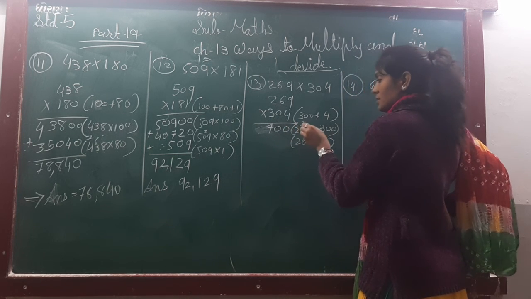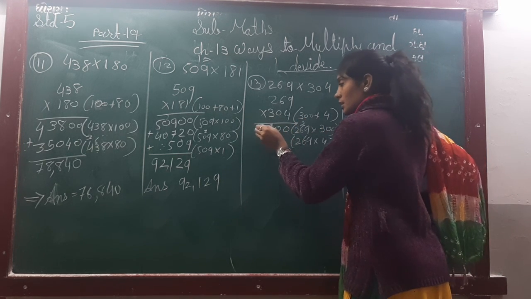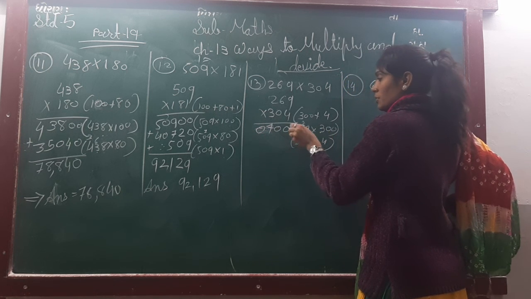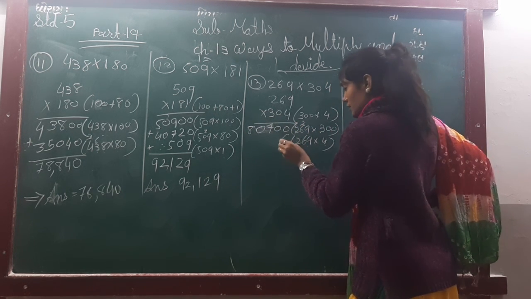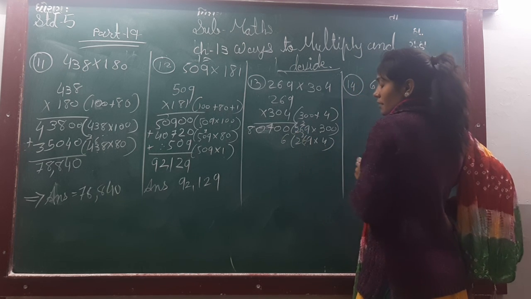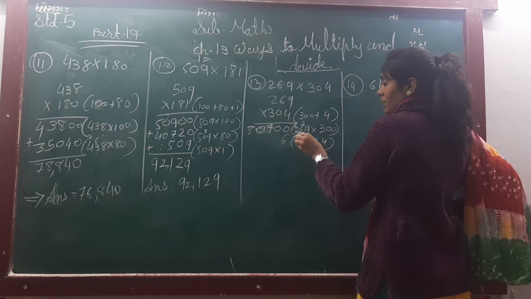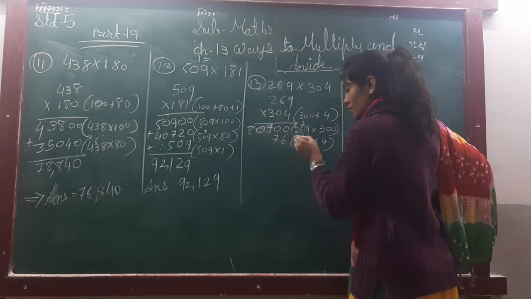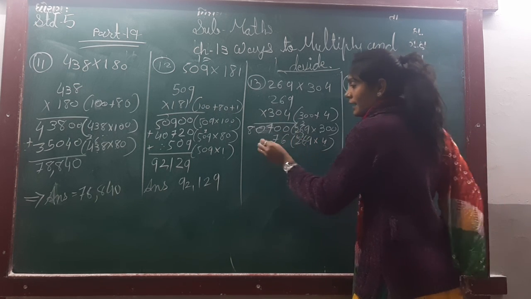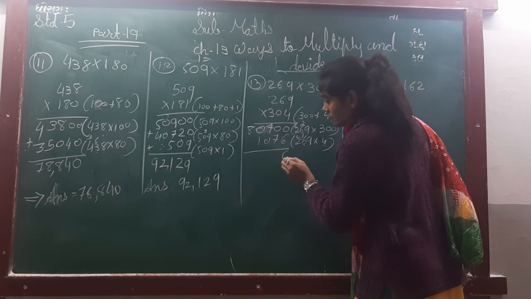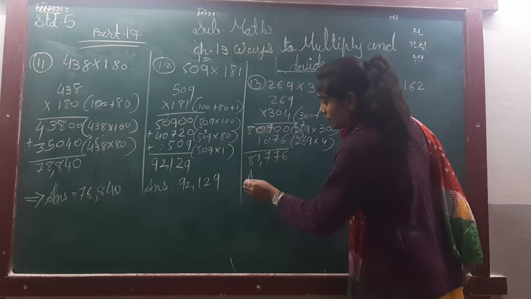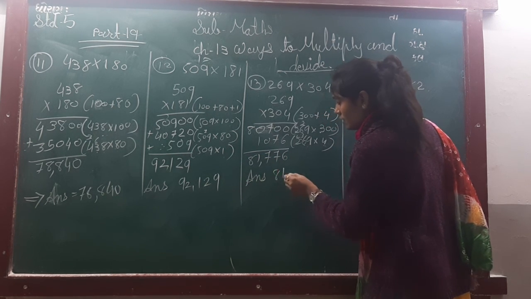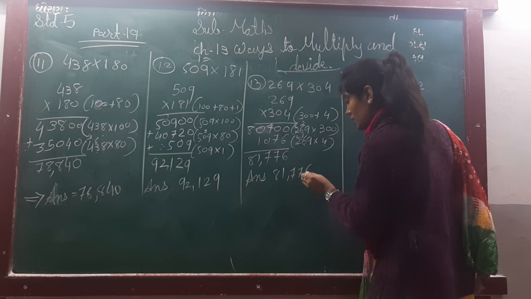9 3s are 27. 6 3s are 18, 19, 20. 3 2s are 6 and 7, 8. 9 4s are 36. 6 4s are 24, 25, 26, 27. 4 2s are 8, 9 and 10. 6 7 7 1 8. Answer is 81,776.